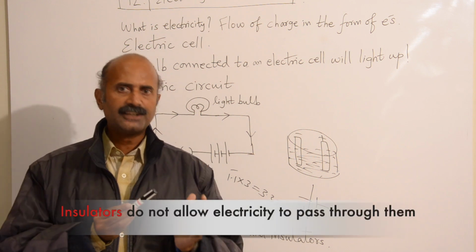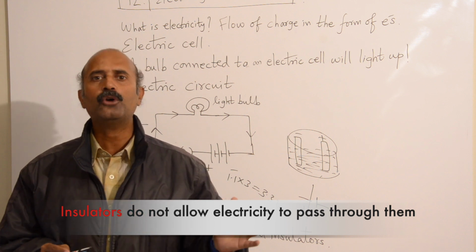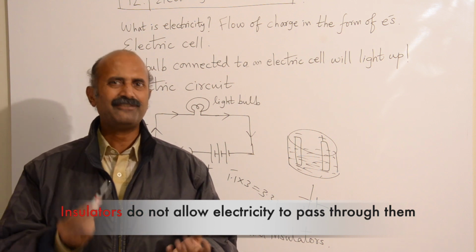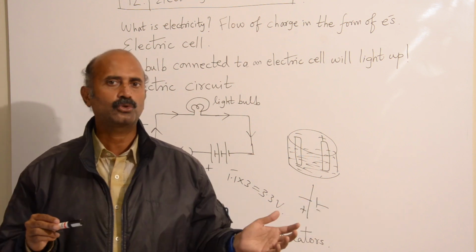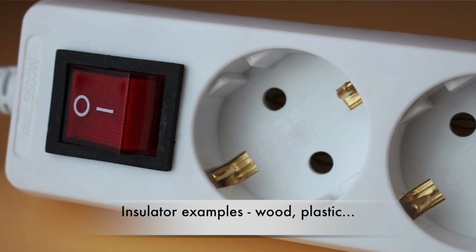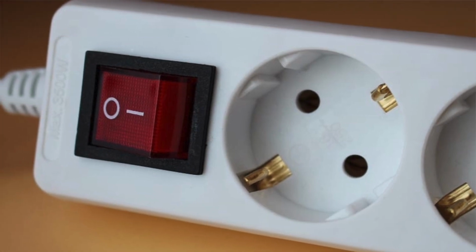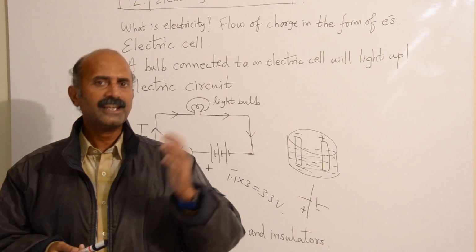However, insulators are those substances which resist electricity, which do not allow electricity to pass through them, or allow very little electricity to pass through them. Practically, they don't allow electricity to pass through them at all. For example, wood, and to a large extent plastic, don't allow electricity to pass through them, etc.